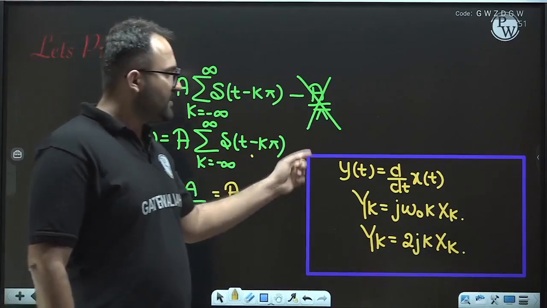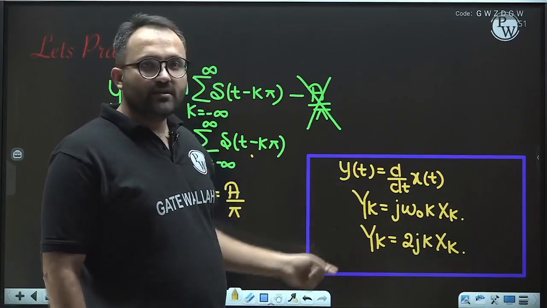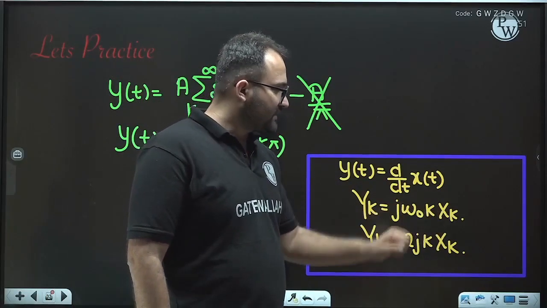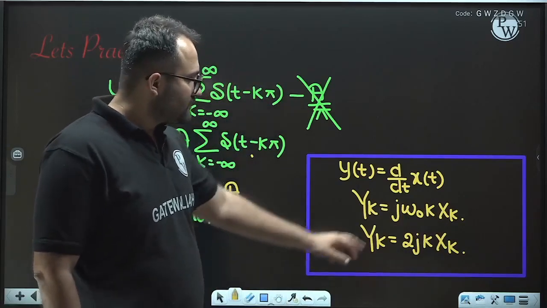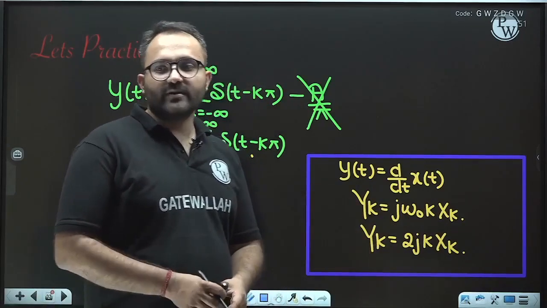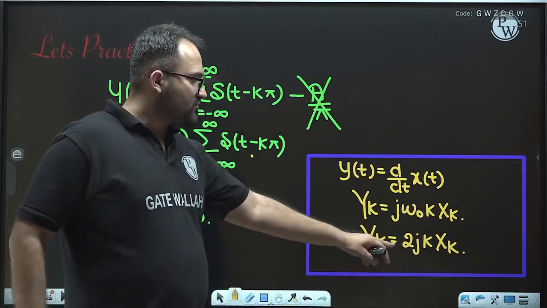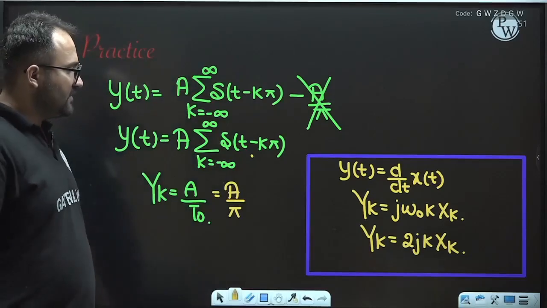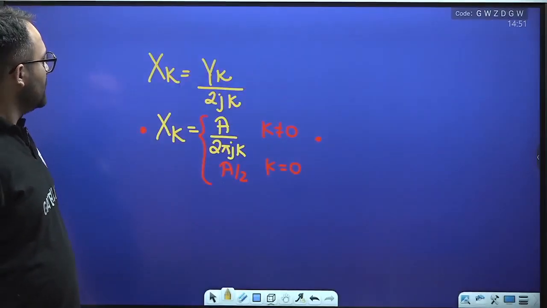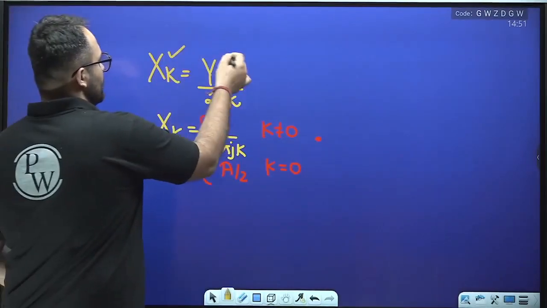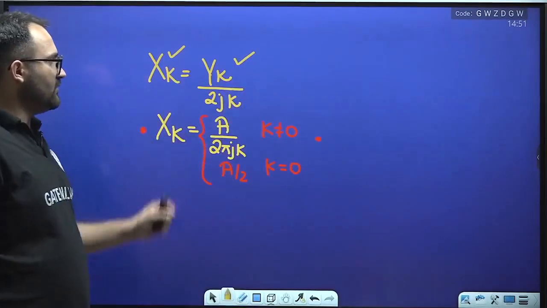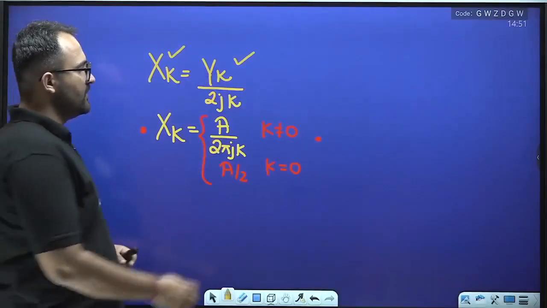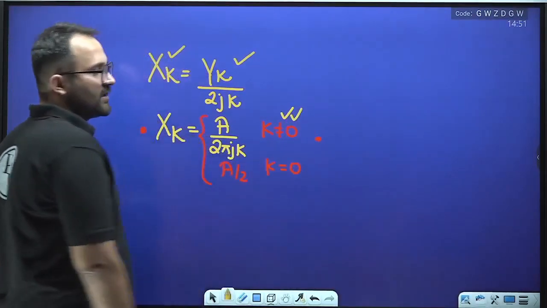Now using the property yt equals d by dt of xt, we can see that yk equals j omega naught k xk, right? Omega naught is equal to 2 because the time period is pi. So yk is equal to j2k xk, right? Now, we can say xk is equal to yk upon 2jk. Now we will put yk equal to a upon pi. We will get this. Now this condition is valid only for k not equal to 0.